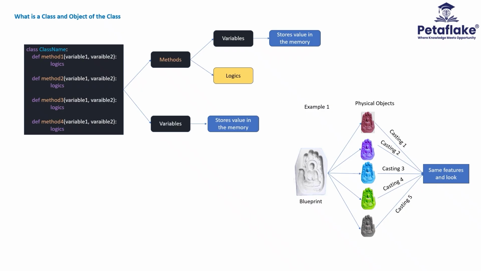Object means something that physically exists and can be seen and touched. All the physical castings created based on a single blueprint of the design will have the same appearance, shape, and features as well. Each physical casting may have a different paint color as different people like different colors.